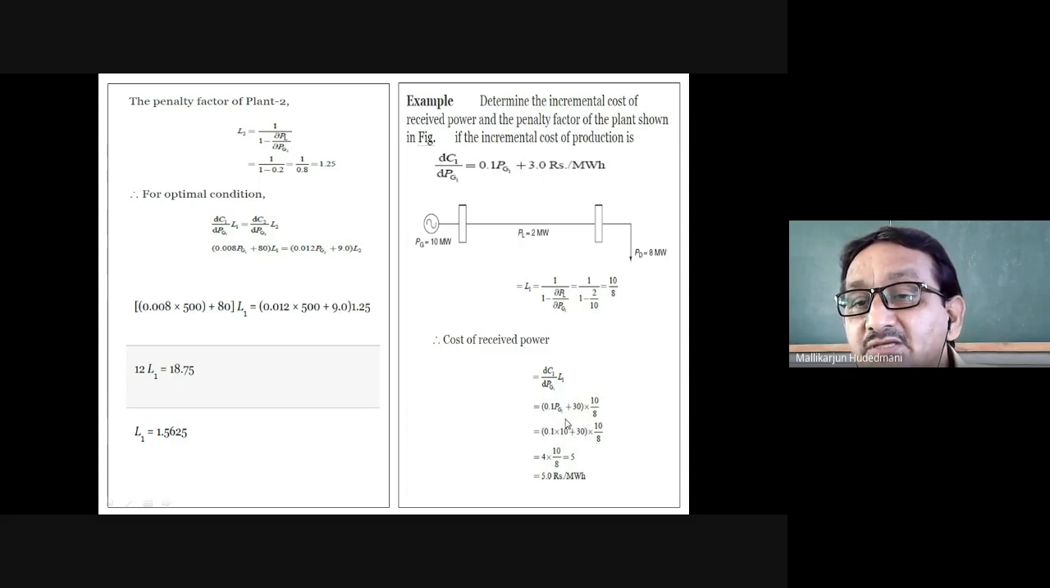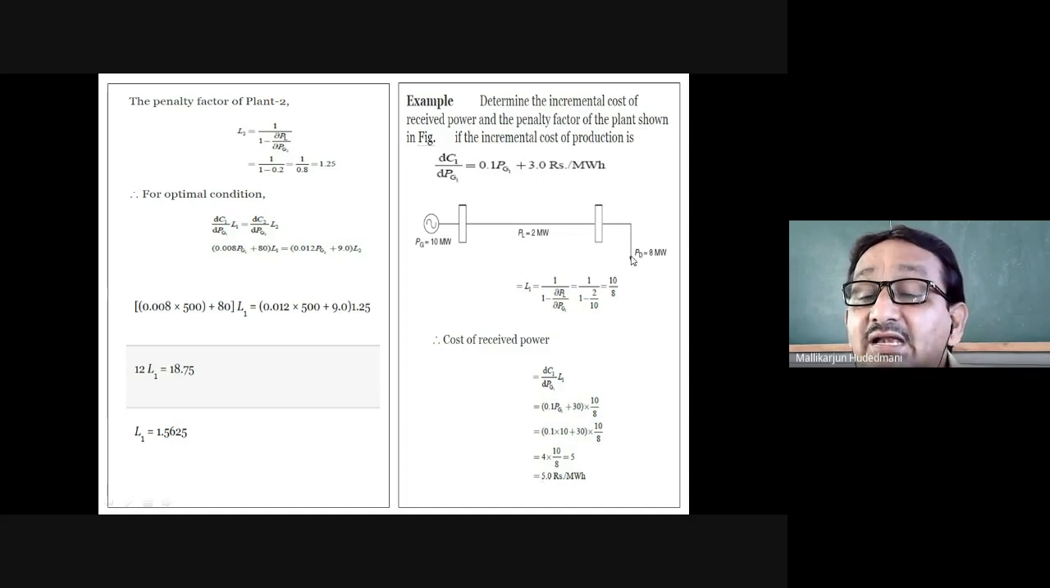Okay. Then Pg1 is 10. Pg1 is scheduled at 10 megawatt. So 0.1 into 10 plus 30 outside the bracket, 10 by 8. So it is 5 rupees per megawatt hour. So while dealing with this interaction of 8 megawatt, power received at this bus is rupees 5 per megawatt hour.